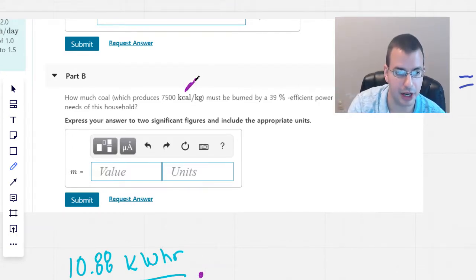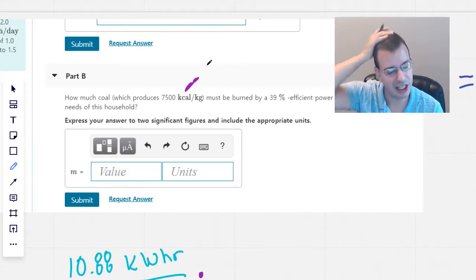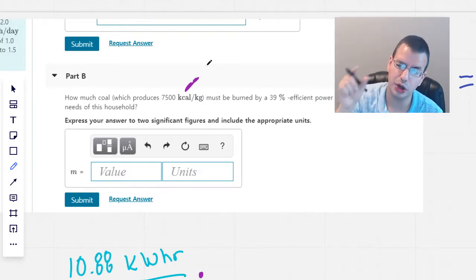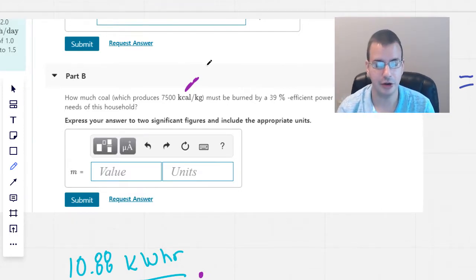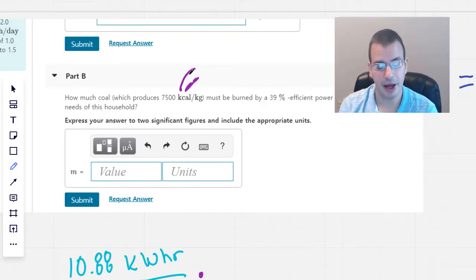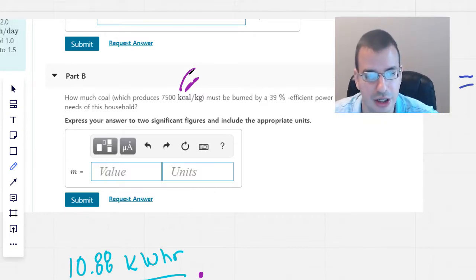Kilocalories per kilogram. So a calorie is a unit of energy, specifically the energy required to raise 1 gram of water 1 degree Celsius. So a kilocalorie, the K, would be 1,000 of those, or the amount of energy required to raise 1 liter of water 1 degree Celsius.